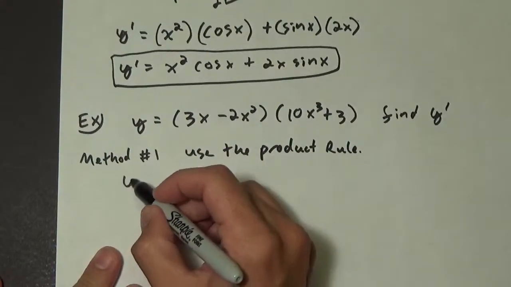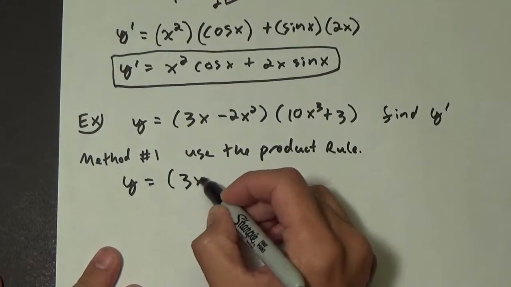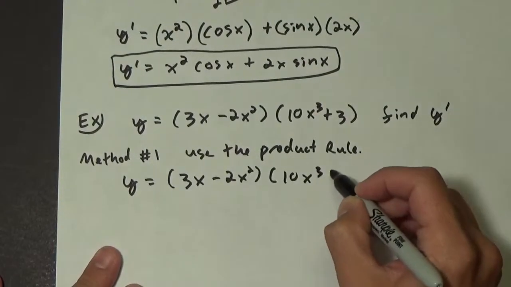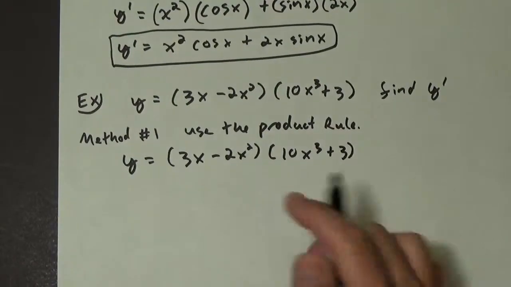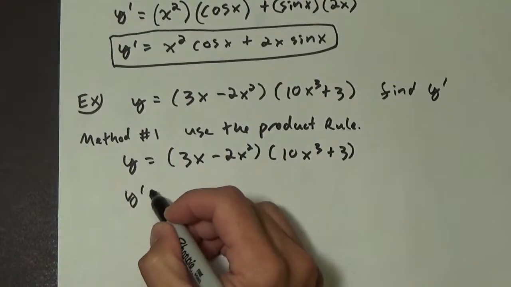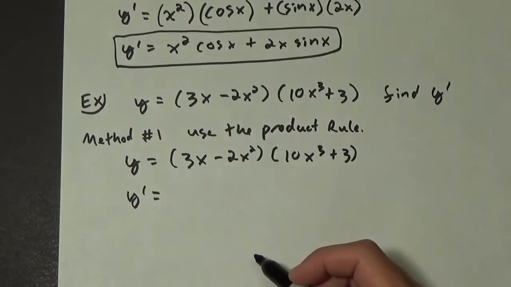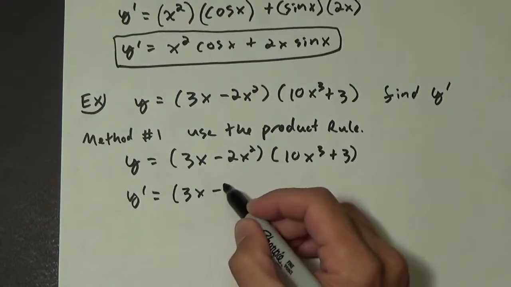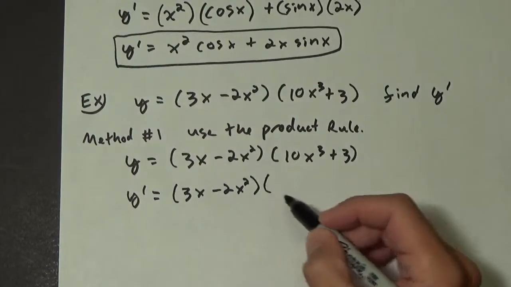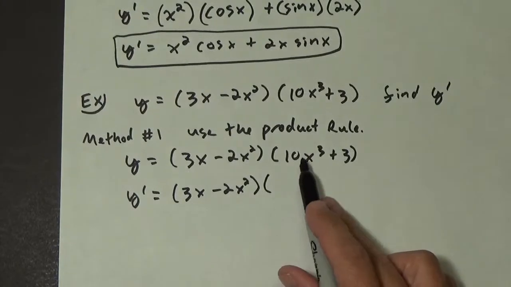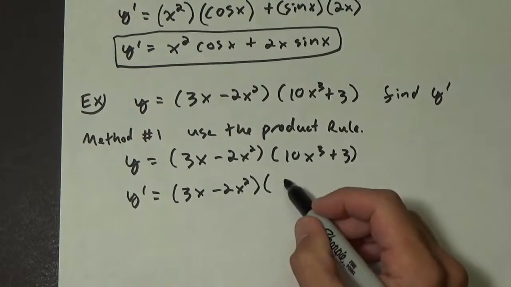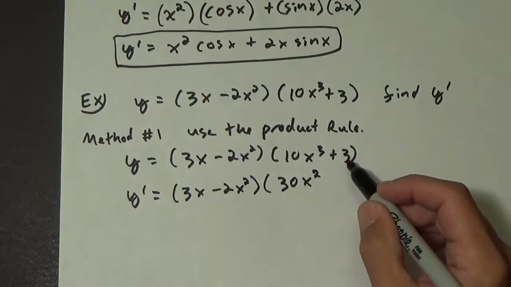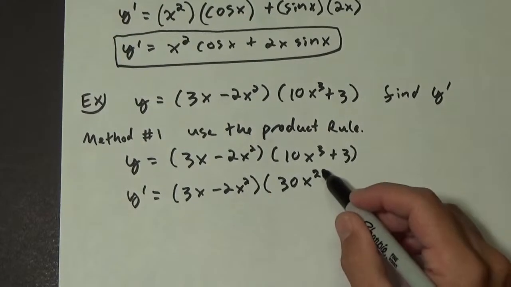So let me write this down again. y equals 3x minus 2x squared times 10x cubed plus 3. Okay, so let's go through our product rule again. y prime. So remember, we have the first, so we just write it down again. 3x minus 2x squared times the derivative of the second. Okay, so the derivative of 10x cubed is 30x squared, and the derivative of 3 is 0. So there we go.